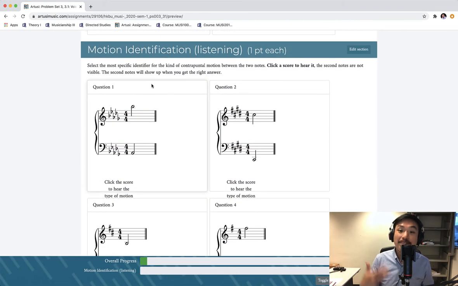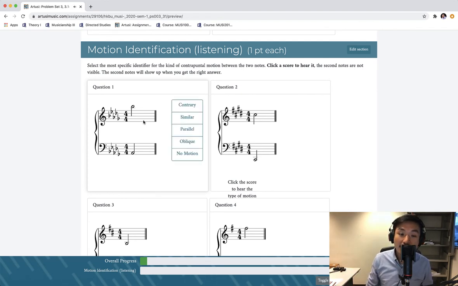The next section, hearing is important, and so this is where Artusi is going to give you the first 2 notes in the motion, and then it's going to just play you the second note. So you'll need to determine what the type of motion is by hearing it. So for example, you have to figure out what's the interval between the 2 notes, here and here.